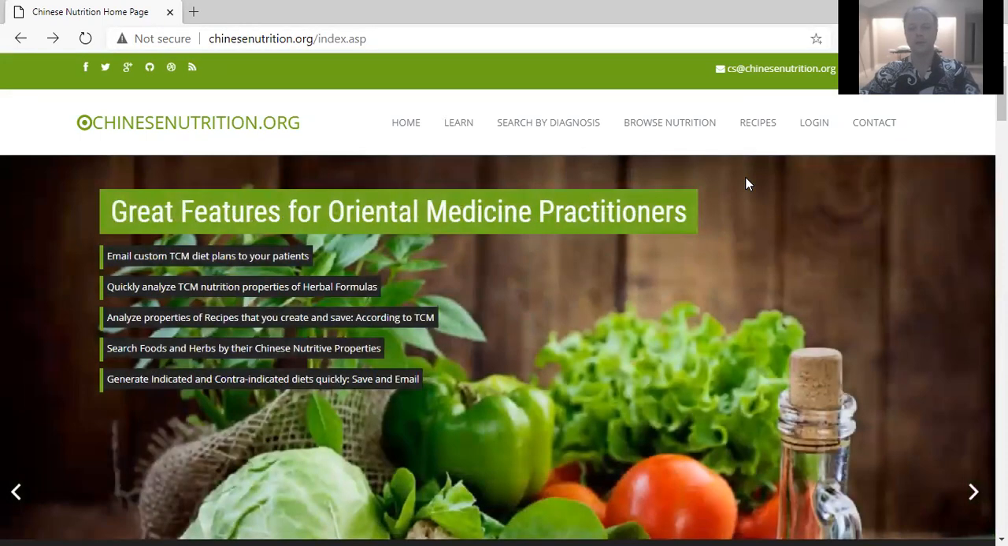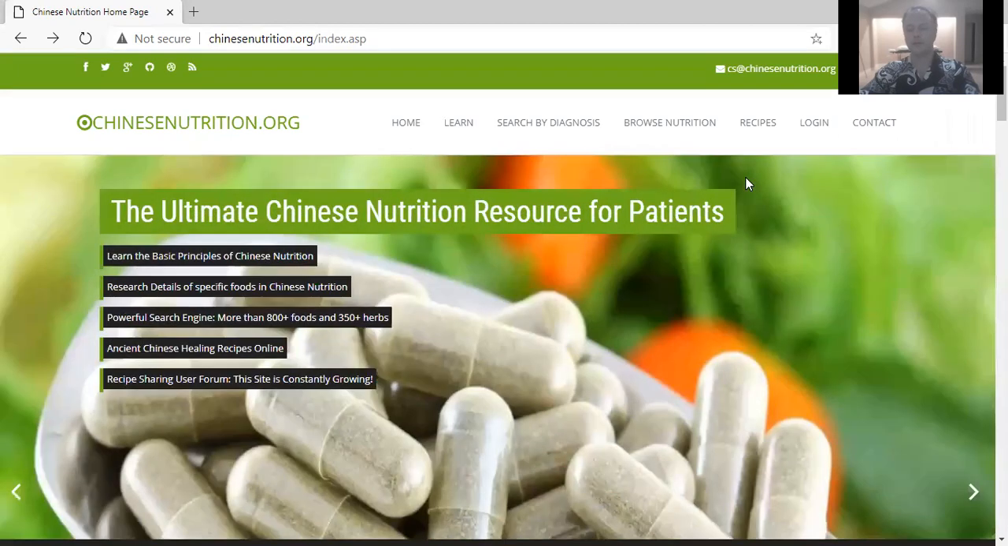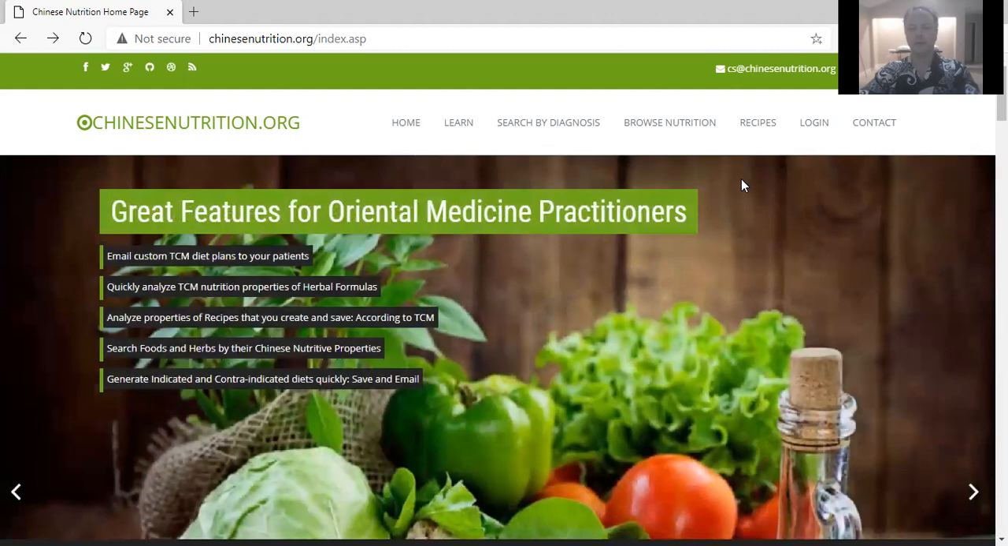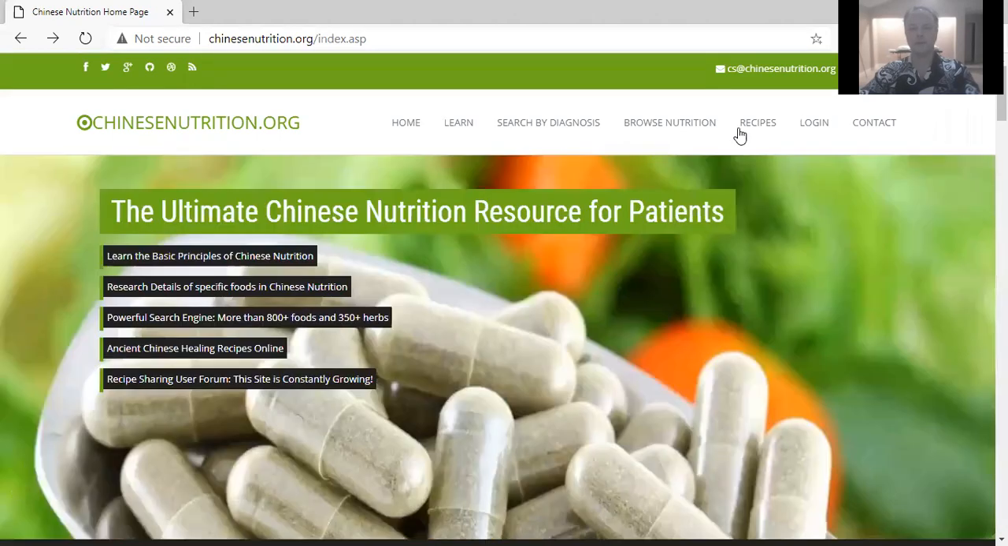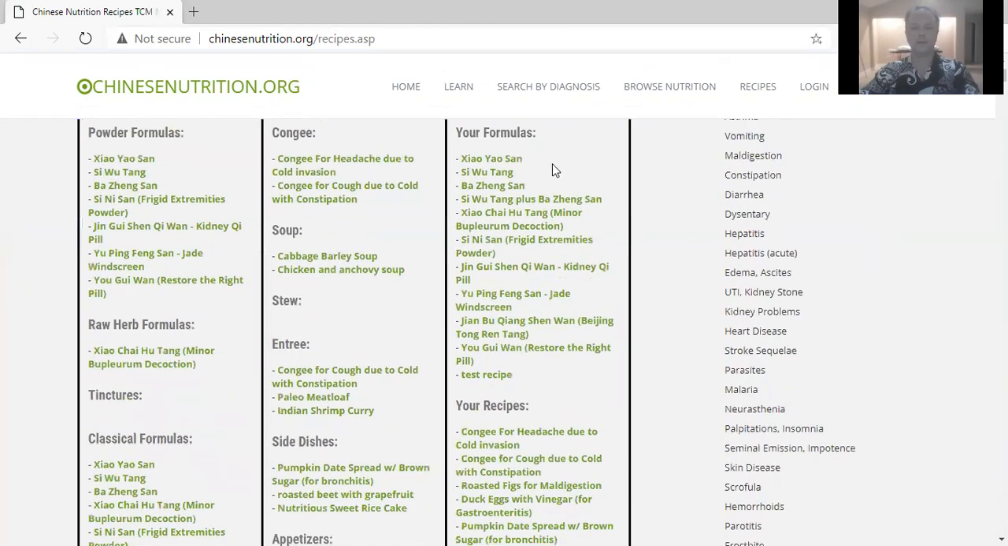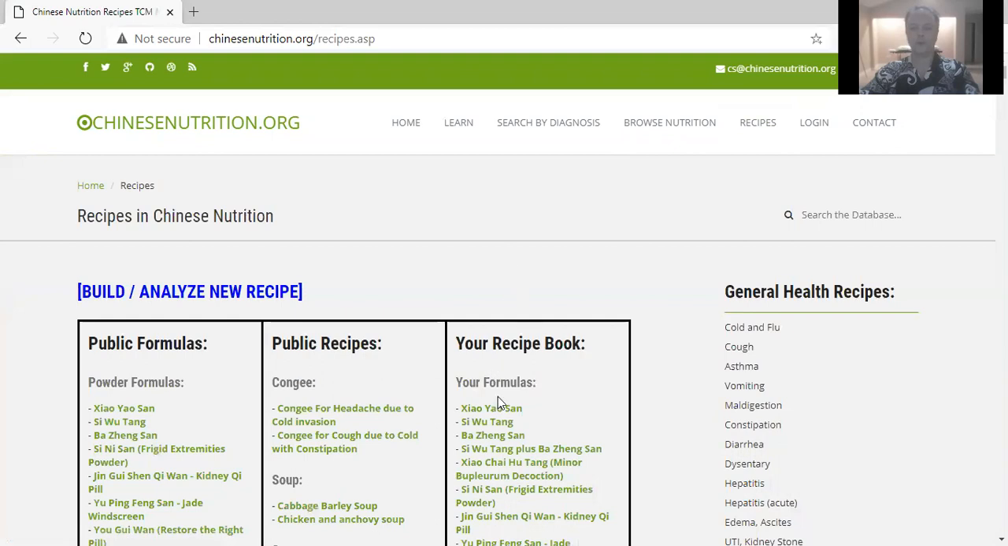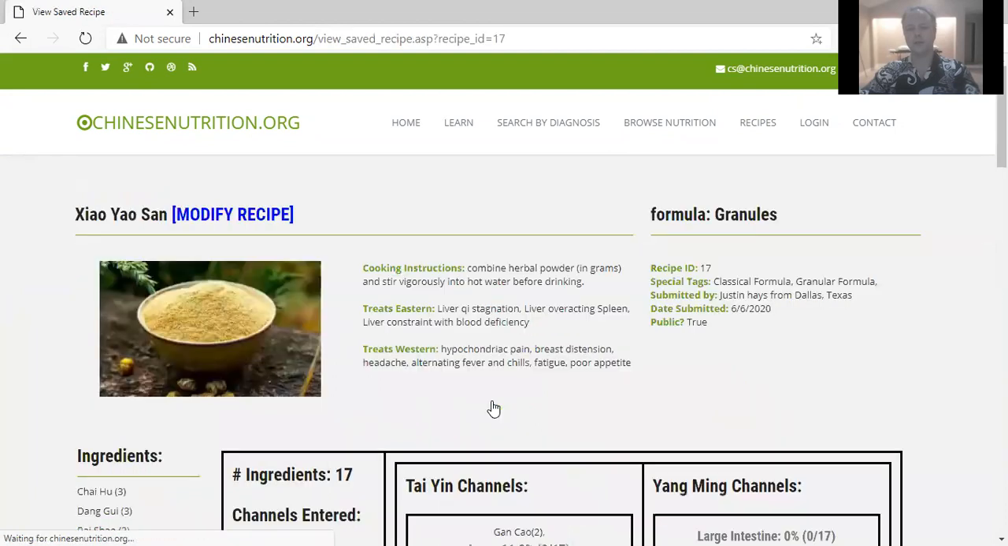The topic for this discussion is the advanced recipe analysis function of this website. So as you can see here, if we click on recipes, we've already got a few recipes in the site. I'm just going to go ahead and pick a very popular, well-known formula. This is a classical Chinese formula known as Jia Wei Xiao Yao San. The English translation of this formula is Free and Easy Wanderer.